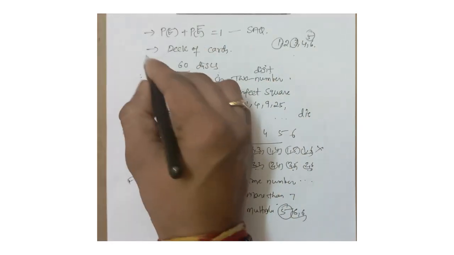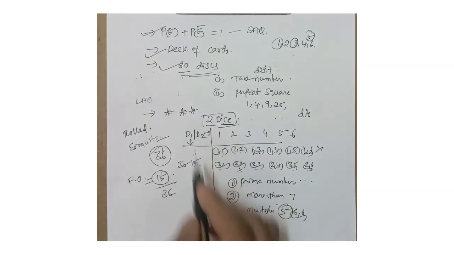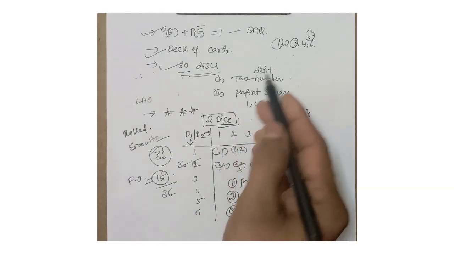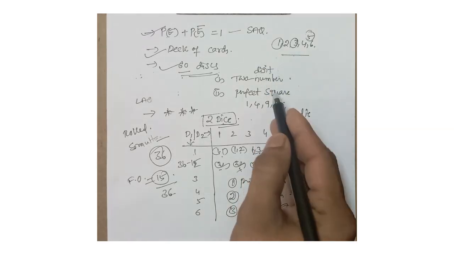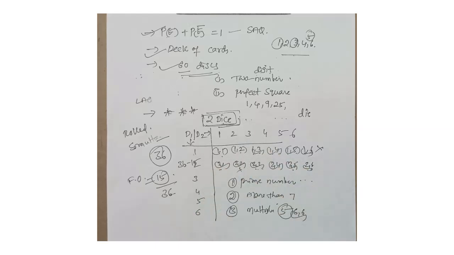One is the deck of cards, the second one is based on the formula, and this is a basic question from the probability formula. And if it is a single die, we'll be getting prime numbers or composite numbers, even or odd, like that. And this two dice concept is very, very important.